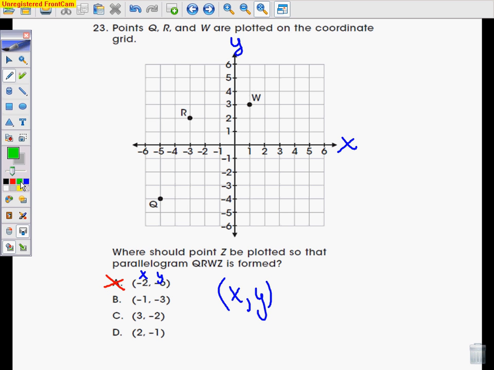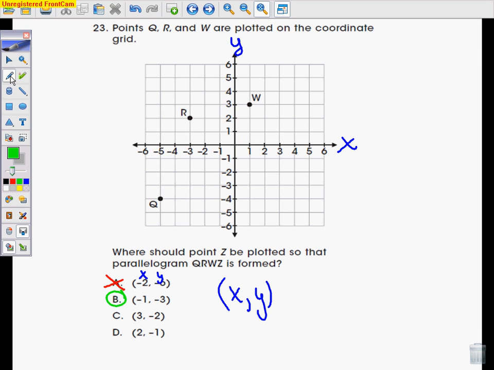Let's try B. B, -1, -3. Here's -1 on the X, -3 on the Y, so that's the point there. Let's go ahead and connect the dots. Those look parallel. These look parallel too. That looks like it works. So B looks like it'll be our answer. But just to make sure, I would go through and check.